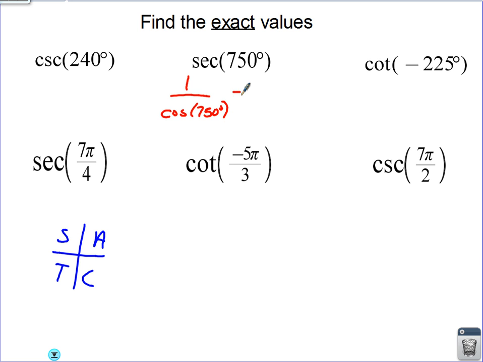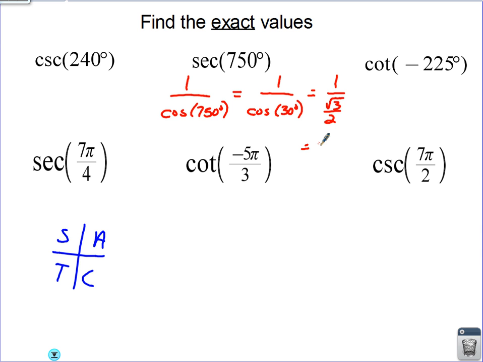How many rotations can we take off? Just 2. Take off 720 degrees, and we're now at 1 over the cosine of 30. 30 and 750 have the same terminal side. They're going to have the same sine, cosine, and tangent, so we're good there. And we don't even have to find a reference because we know the cosine of 30 is also root 3 over 2. So nearly the same answer, isn't it?